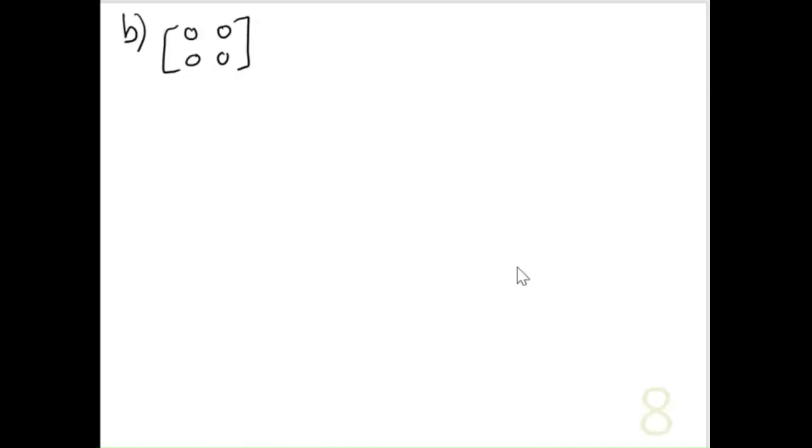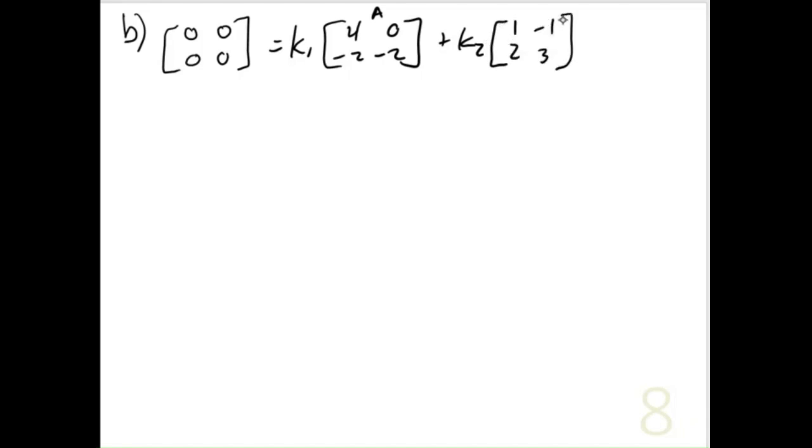If we look at part B, here we have a 0 matrix, and we want to know if this is a linear combination of the matrices A, B, and C. Well, I think that one's going to be pretty easy to write out here. So we've got k1 times our A, and then we have k2 times our B, and then plus k3 times our C.